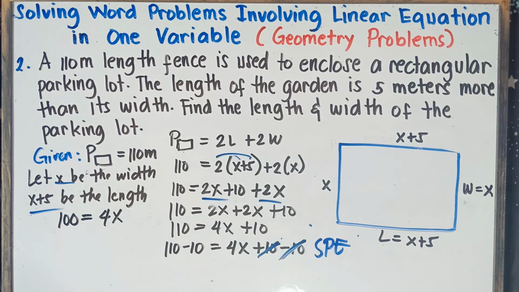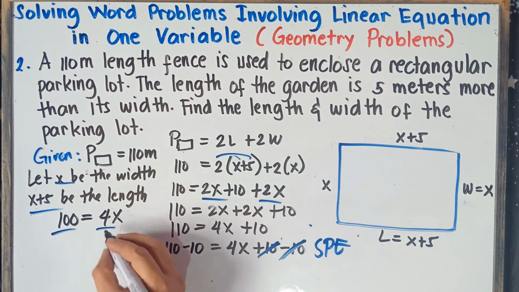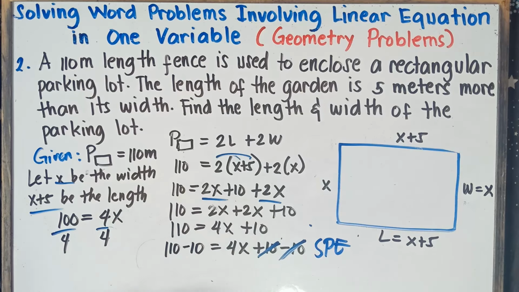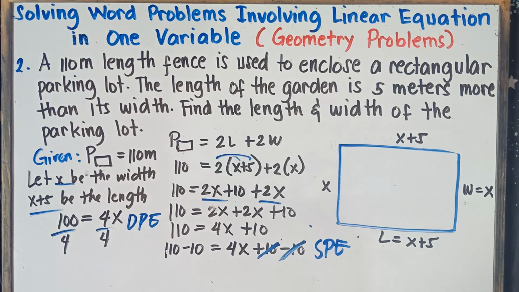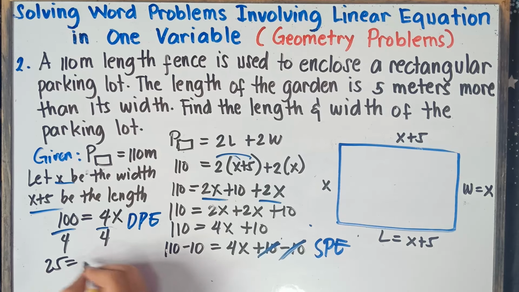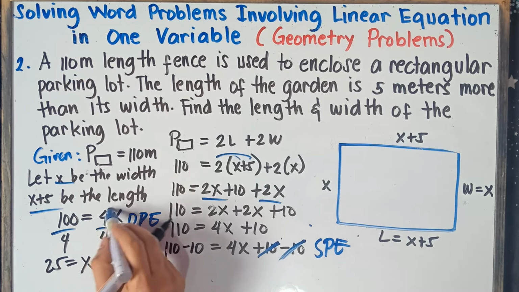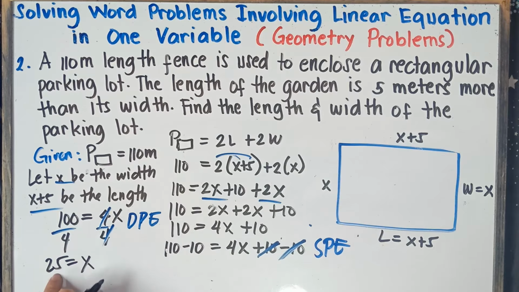And then to get the value of x, simply divide both sides by 4. So divide by 4, applying the division property of equality. And then 100 divided by 4, what's the answer, class? That's correct. That would be 25 equals x. So cancel this out. So 100 divided by 4, that would be 25.